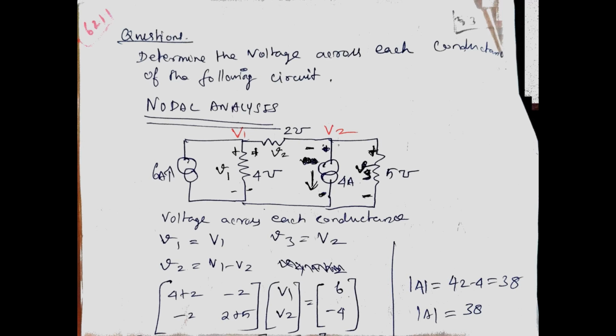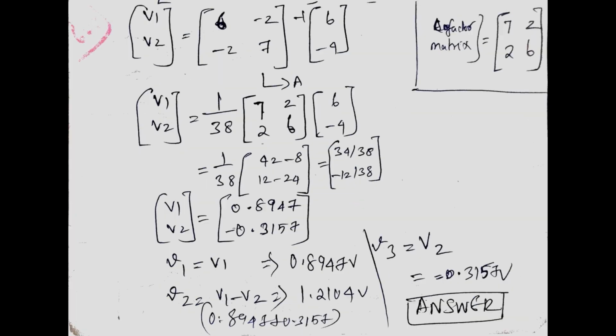Small v1 is the voltage across the conductor. Small v1, v2, v3. Node 1 contains the 4 and 2 meeting elements, and node 2 meeting elements are 2 and 5. And the 4 ampere source. Kindly note, node 1 meeting elements are the 6 ampere source, 4 ohm and 2 ohm.